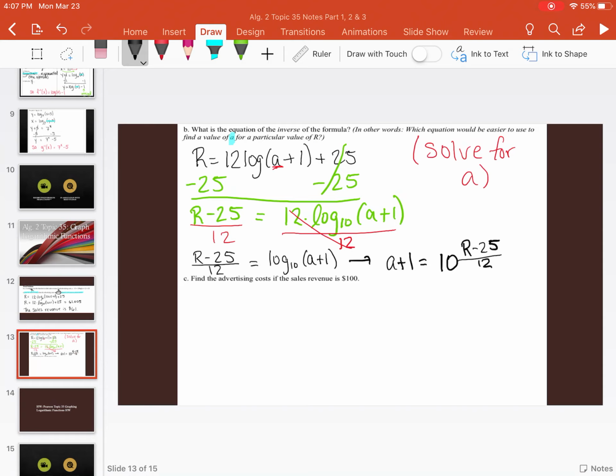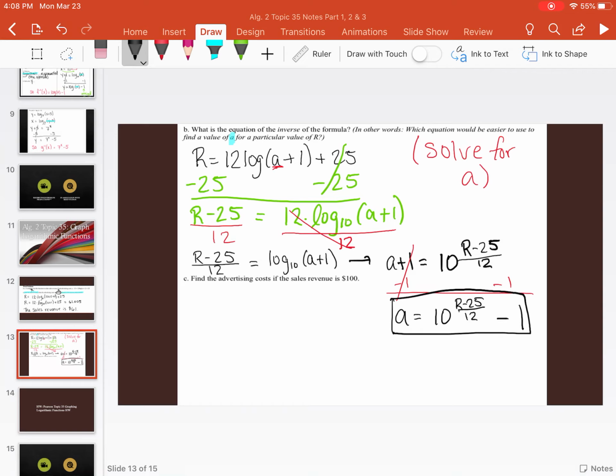Then we want to solve for A, so we just need to subtract this 1 on both sides, and we end up getting A equals 10 to the R minus 25 over 12, minus 1. So that minus 1 is not in my exponent, that is outside. So here is my new function.